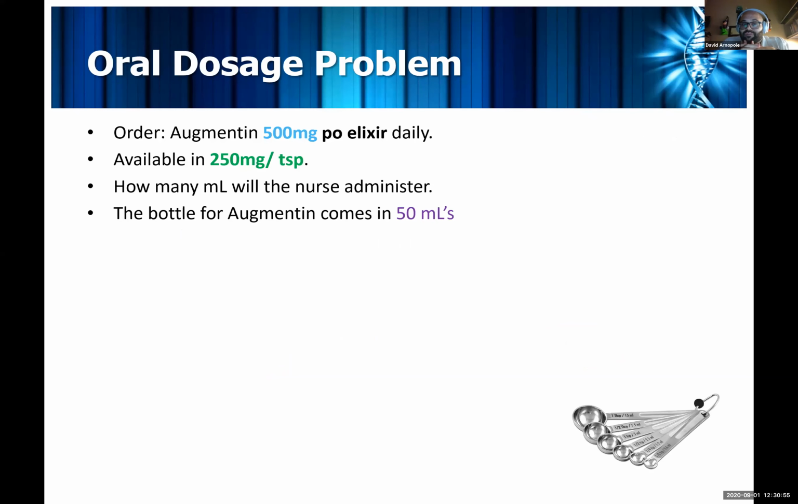Order is Augmentin 500 milligrams PO daily. Available is 250 milligrams per teaspoon. How many mils will you administer? The bottle of Augmentin comes in 50 mils. Kathleen will go back after this one.